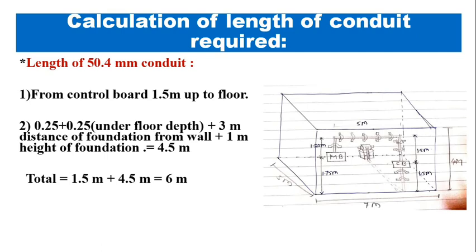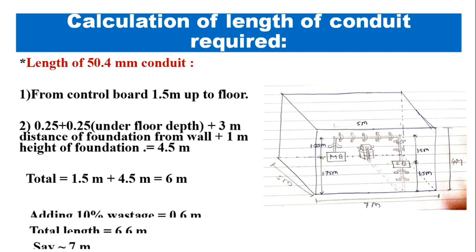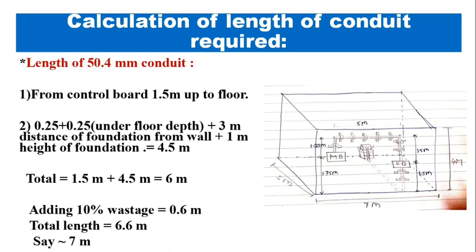Now we have to add 10% wastage to it. So 10% of 6 meter is 0.6 meter. Then the total length is 6.6 meter. So for convenience, approximately we can take this length as 7 meter. So we get the length of 50.4 mm conduit as 7 meter.